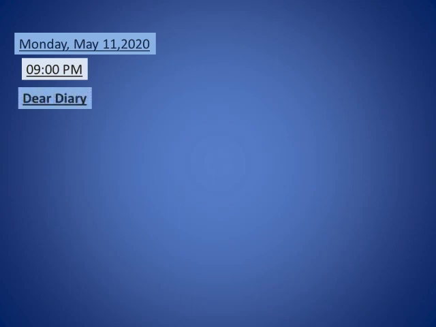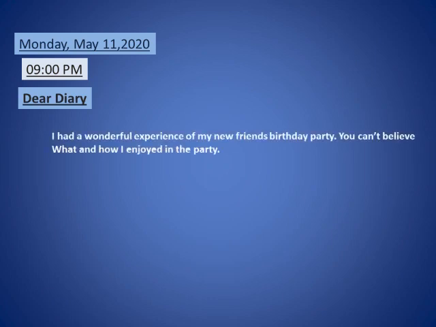So a topic will be given to you, so you start writing. I'll give you just a beginning. I had a wonderful experience of my new friend's birthday party. You had a new friend who became your friend just a few days back, and he invited you to join his birthday party. You can't believe how I enjoyed the party. You're writing to the diary, basically. You are sharing your information with the diary.